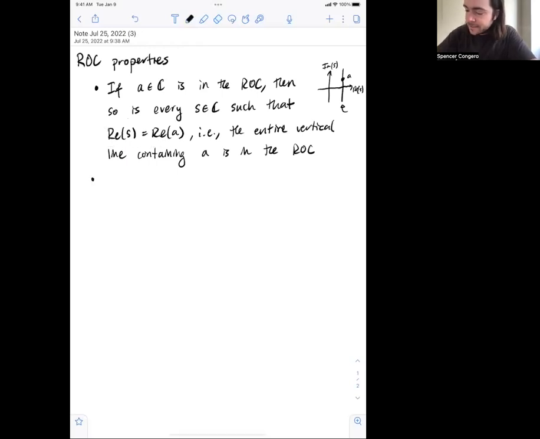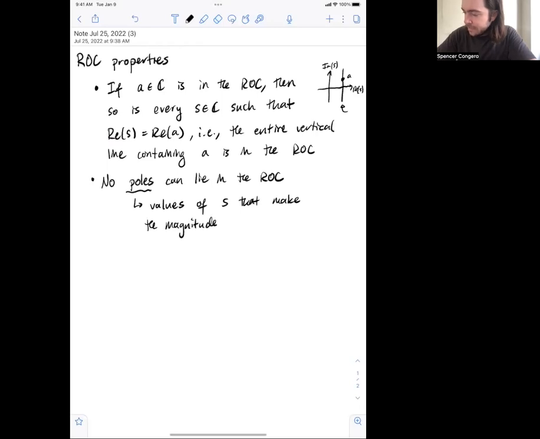All right, what else do we know? Well, no poles can lie in the ROC. No poles can be in the ROC. And remember, what's a pole? The poles are just the values of S that make the magnitude of a Laplace transform equal infinity. I think I mentioned this in a previous video.